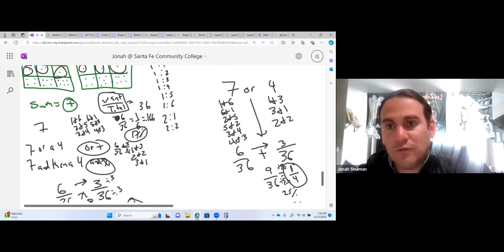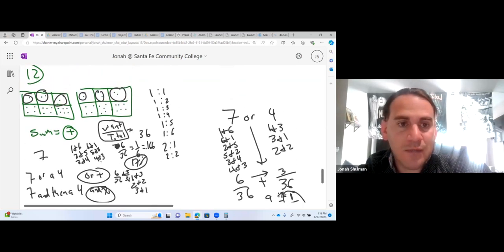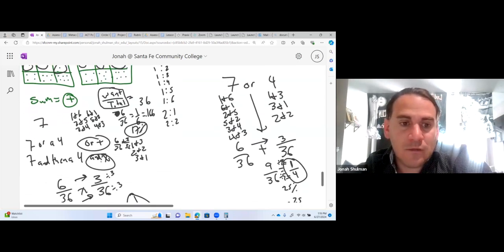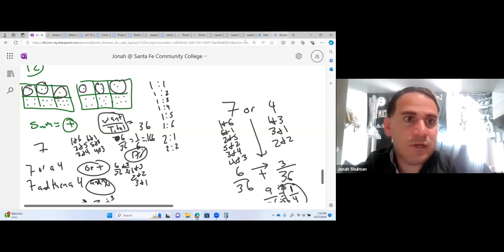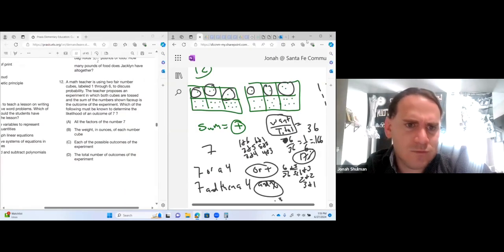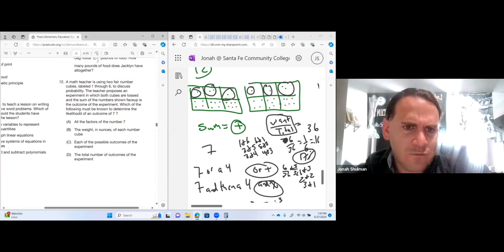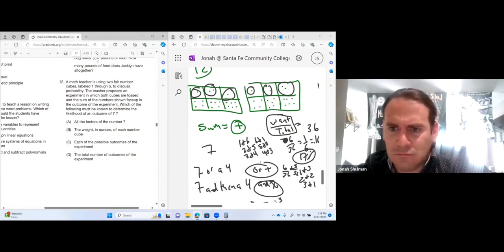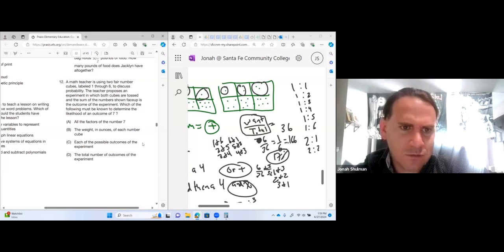So these are three different probabilities right off the bat. I don't know what they asked us for, but I thought I would start there just to give you some more information. So let's see what they asked for. Which of the following must be known before all the factors for 7? That's what I did first. So I think 12's A.